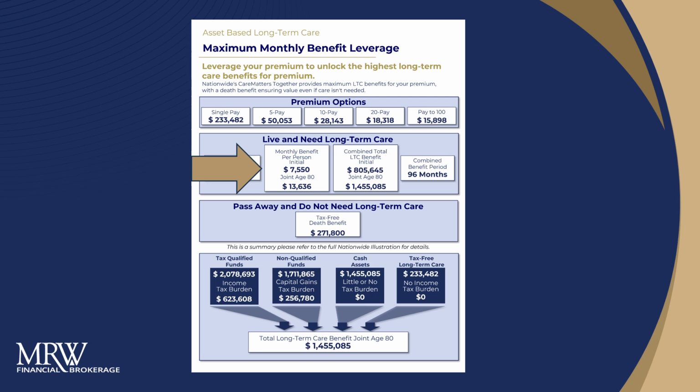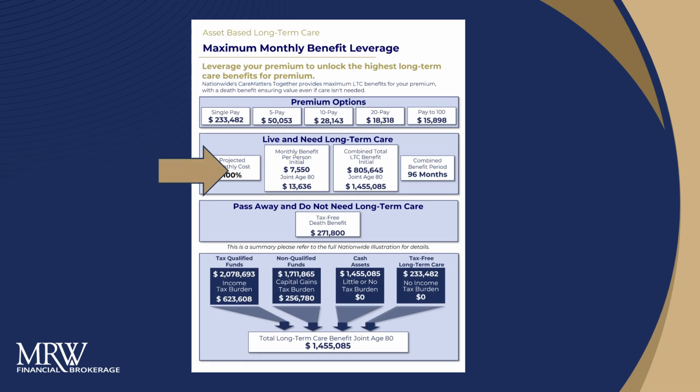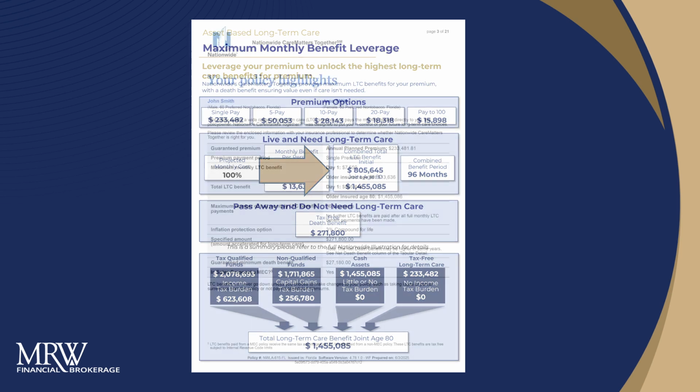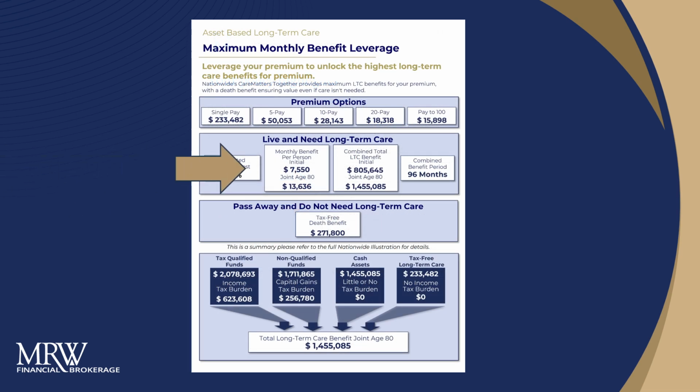Now, our joint pool of money is $805,000 in this case, and at our joint age of 80, it grows to $1,455,000. You can see it here on this page as well as the ledger page of the illustration, but that's actually 96 months or an 8-year benefit period.